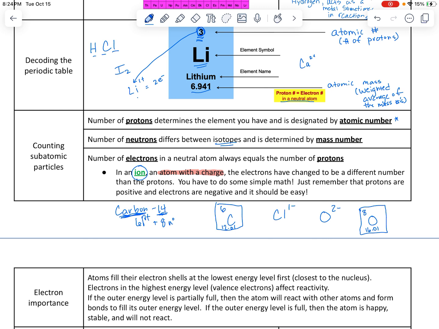So if we take that, we know that it has 8 protons, right? Because the atomic number is right here. That has to be the same because it's oxygen. But it has 2 more electrons than protons. So this number can't change. This is what I see a lot. Students are like, well, it has 8 electrons, it must have 6 protons. That would be wrong because that means it wouldn't be oxygen anymore. It would be carbon. So the number of protons can't change, but the number of electrons can.